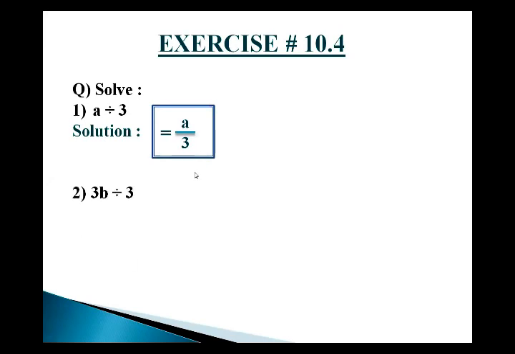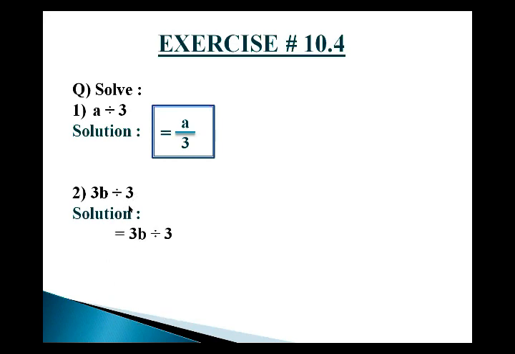At the second question, 3b divided by 3. Here you see the numerator is 3b, then divided by 3. The coefficient of the number is 3, then we easily cancel out these 3 because both of these 3 are the same, so they cancel out by the same number.